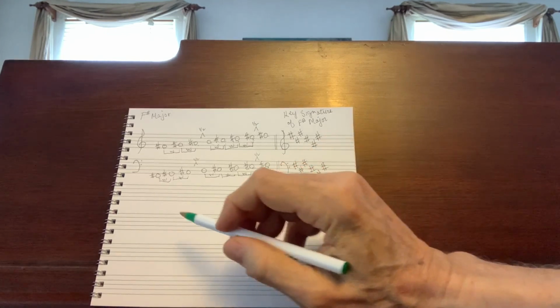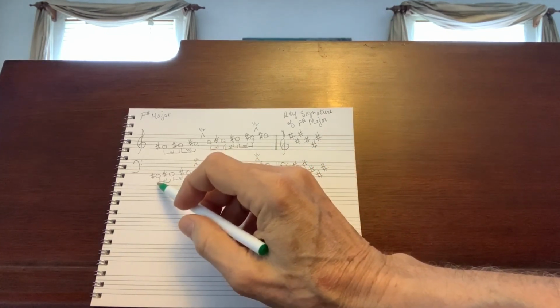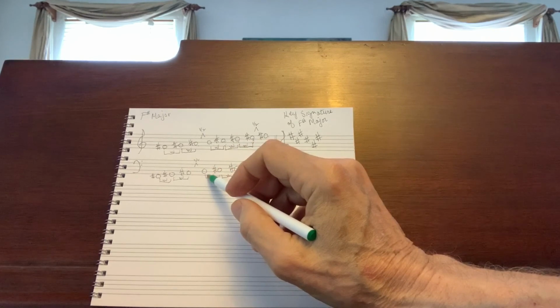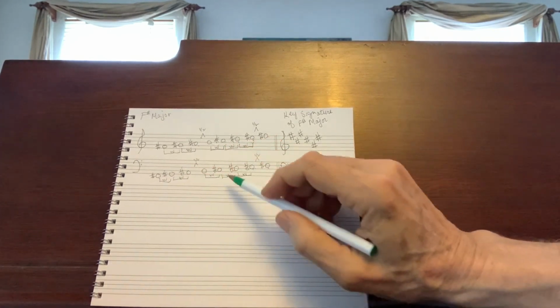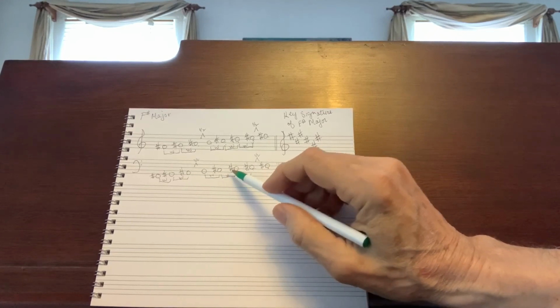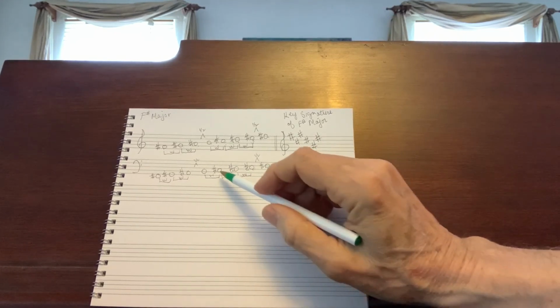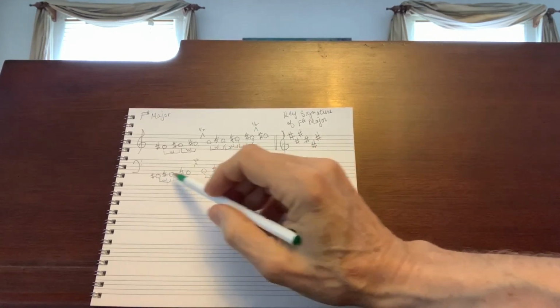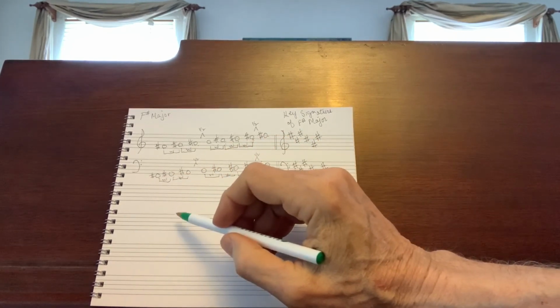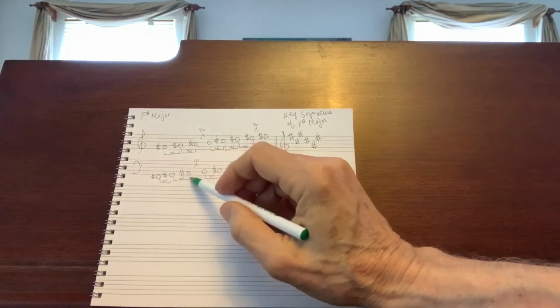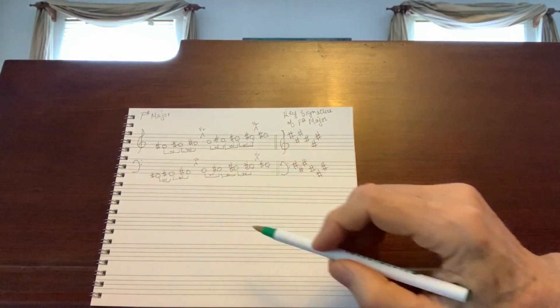Try with sharps. First 4, F sharp, G sharp, A sharp, B. You're not going to be able to go any faster than that. There's no need to. Next 4, C sharp, D sharp, E sharp, F sharp. Let's go from F to C. F sharp, G sharp, A sharp, B, C sharp. And right up. F sharp, G sharp, A sharp, B, C sharp, D sharp, E sharp, F sharp.